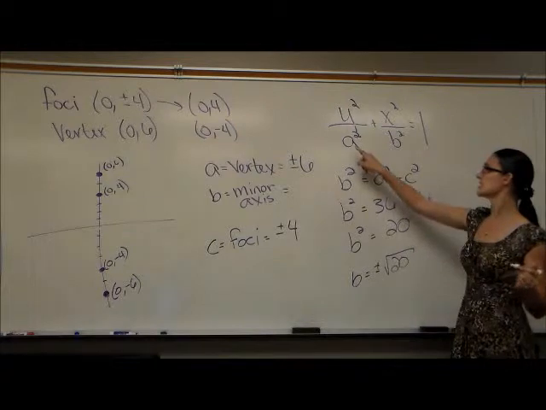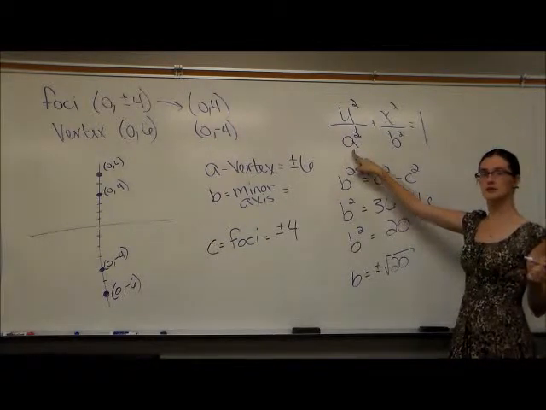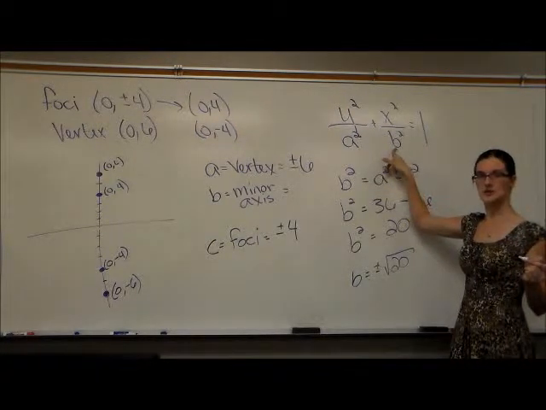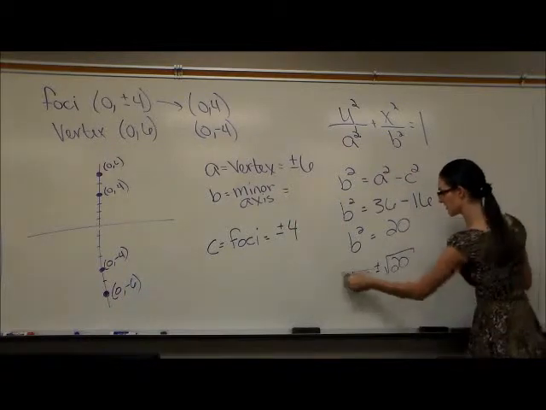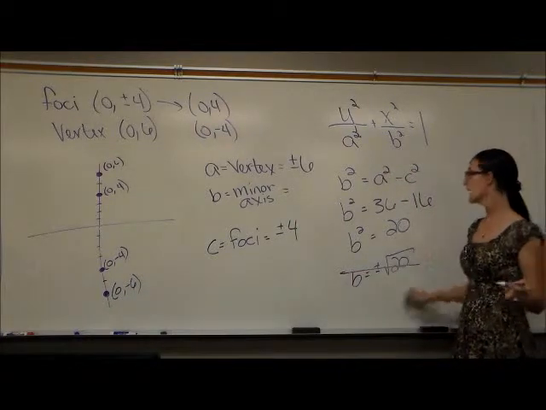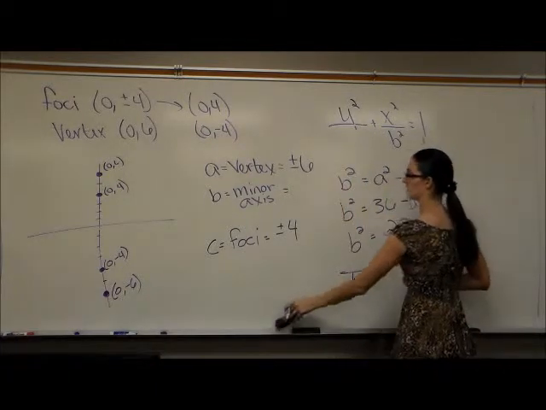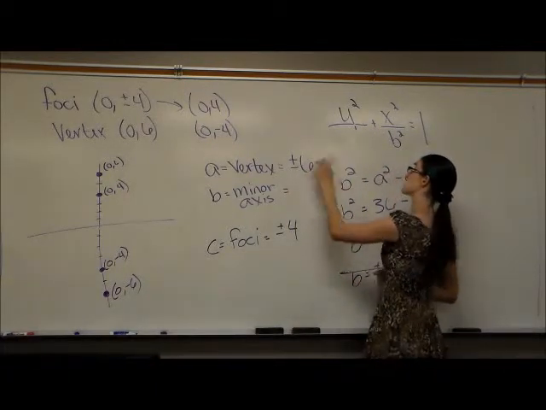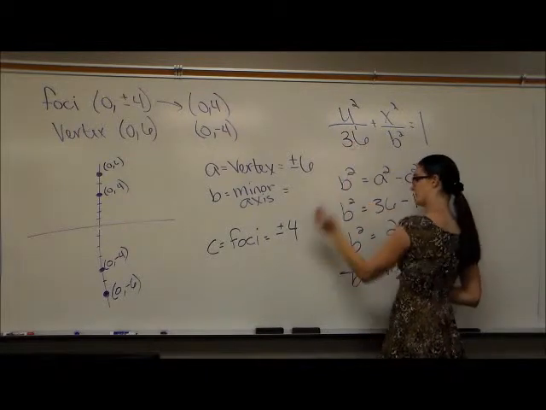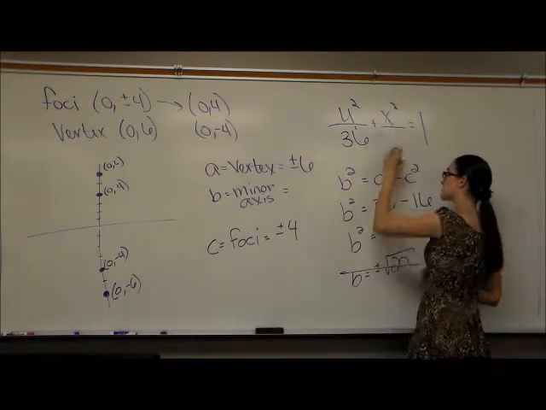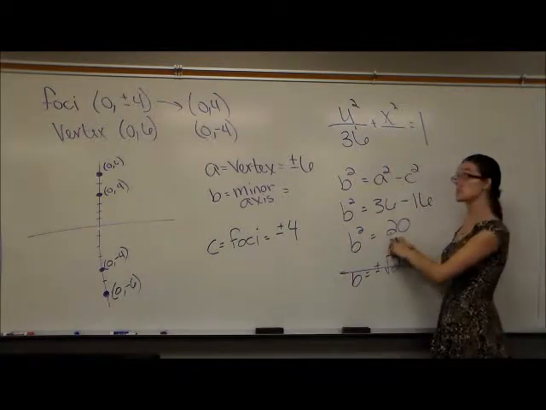However, our equation wants an a squared and a b squared. It doesn't want just b, right? It wants b squared. We don't care about b. It wants a squared, which is plus or minus 6. Squared is 36. And it wants b squared, which is 20.